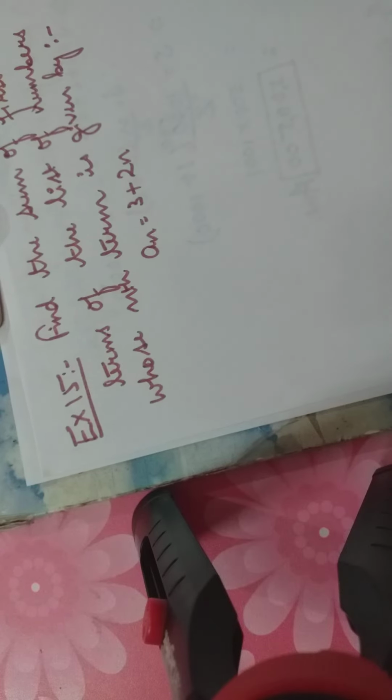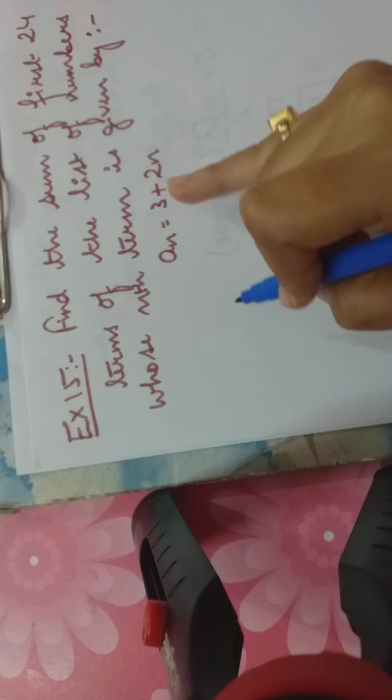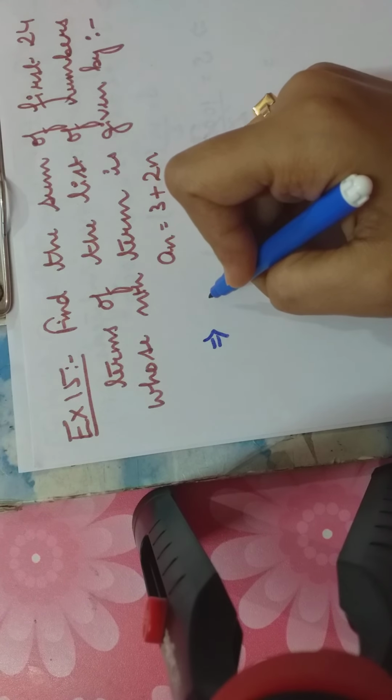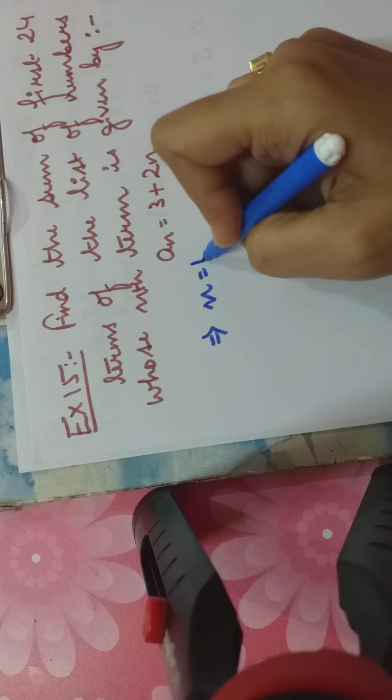Come to the next question, example number 15. It says: find the sum of the first 24 terms of the list of numbers whose nth term is given by an = 3 + 2n. Here we have to find the sum of the first 24 terms. Since n is a natural number, in place of n we will put 1 to find the first term.